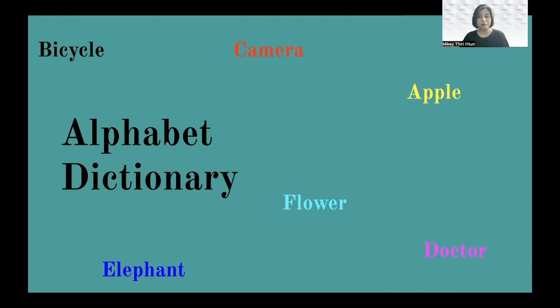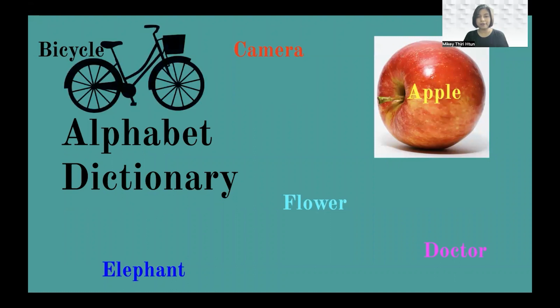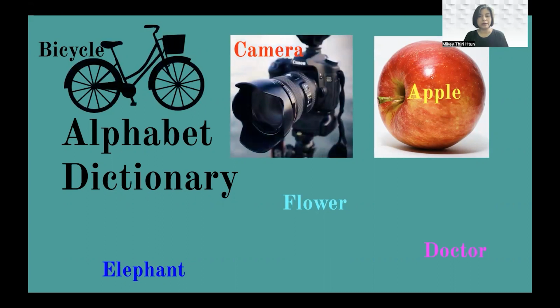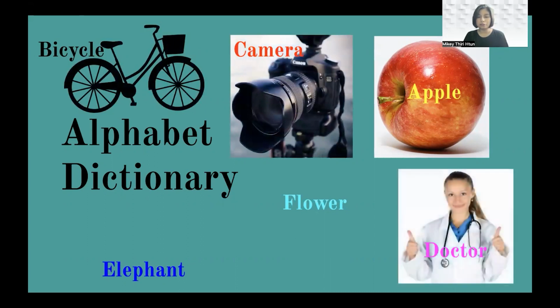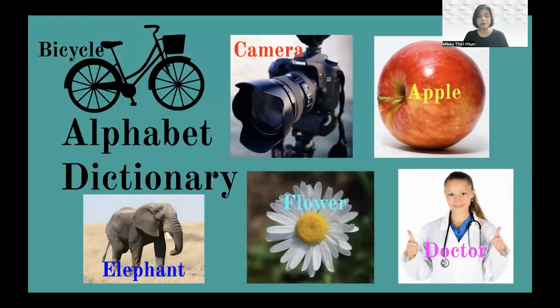So let's start now. A for apple, and this is apple. Apple is a kind of fruit. And B for bicycle. Bicycle is a transportation. And C for camera. Camera is an electronic device. And D for doctor. Doctor is a professional job. And E for elephant. Elephant is an animal. And F for flower. You can see many flowers around you every day.